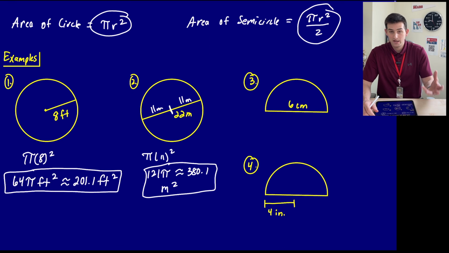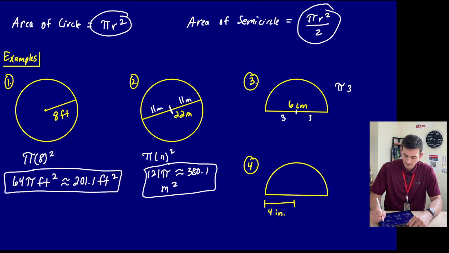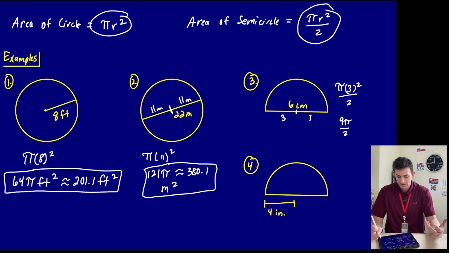So now we're going to do pi r squared, but then let's take half of that because it's half of a circle, right? So for number 3, they're giving us a diameter of 6. So we could say this would be a radius of 3. So we can do pi times 3 squared and then divide that by 2. So 3 squared would be 3 times 3, which is 9. So 9 pi over 2, or 9 halves pi.